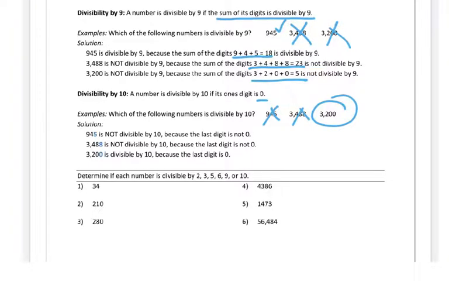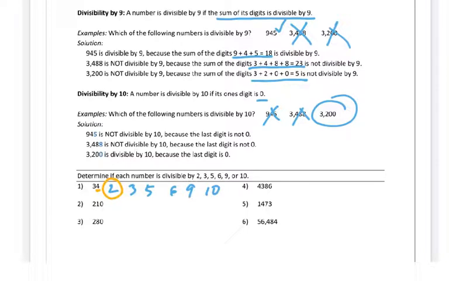So, with that being said, go ahead and pause the video and try to do these problems on your own. I'm going to assume that you've done so. So what I'm going to do is write 2, 3, 5, 6, 9, and 10, and I'm just going to cross out for each of these. So, is 34 even? Well, because it ends in a 4, it is.